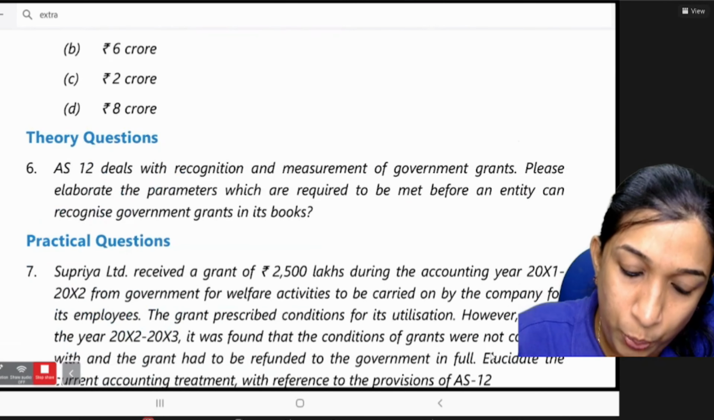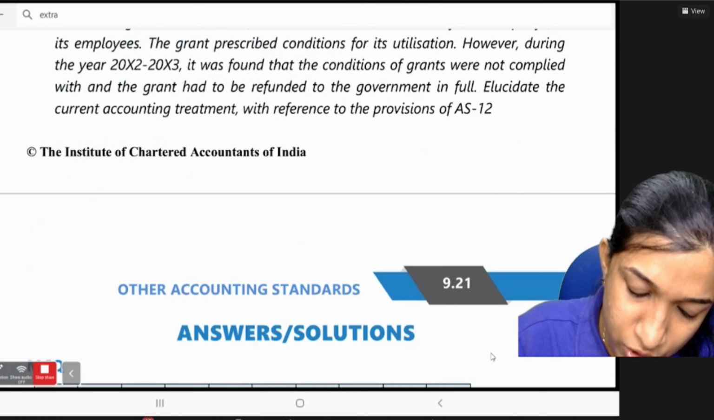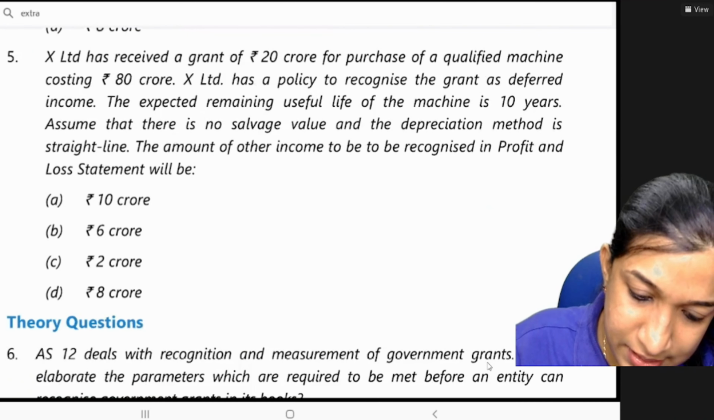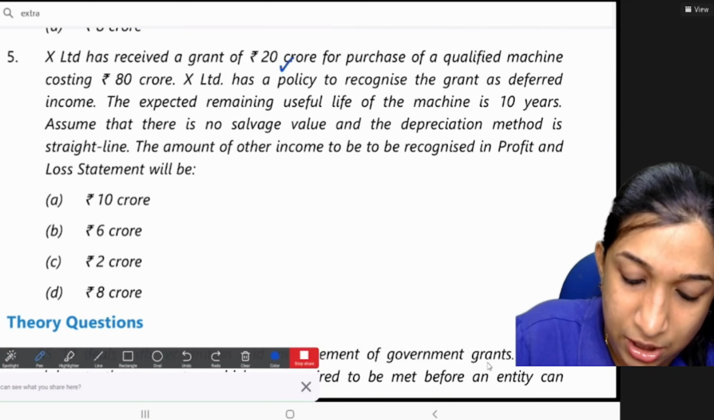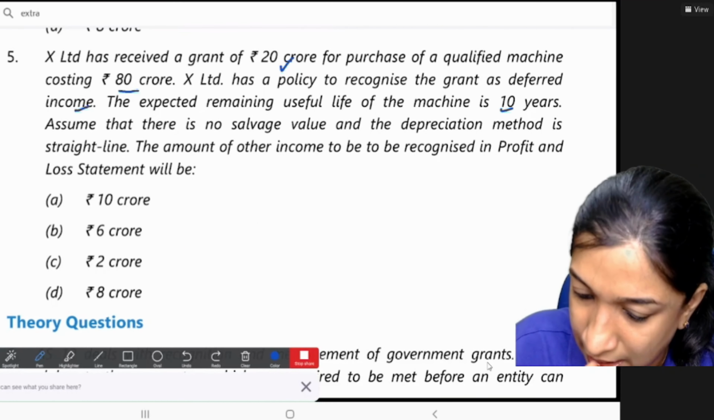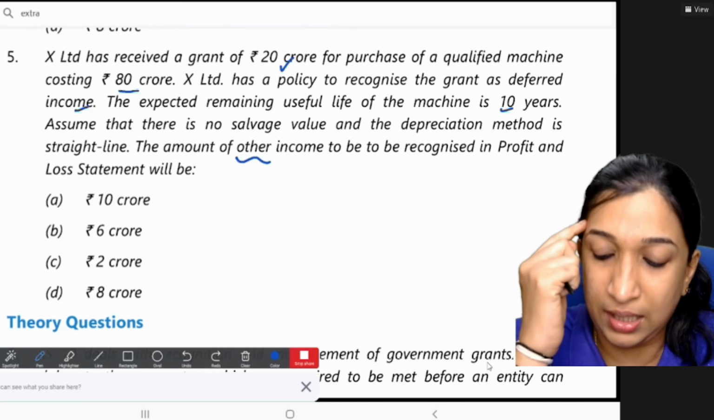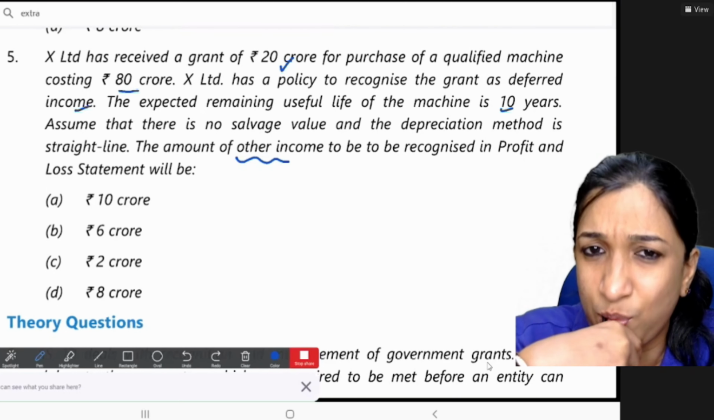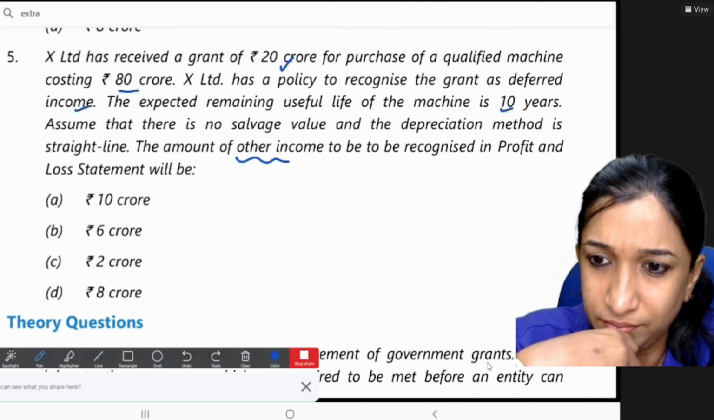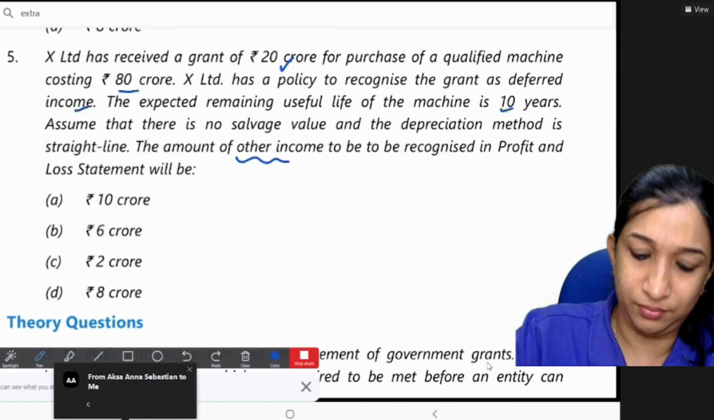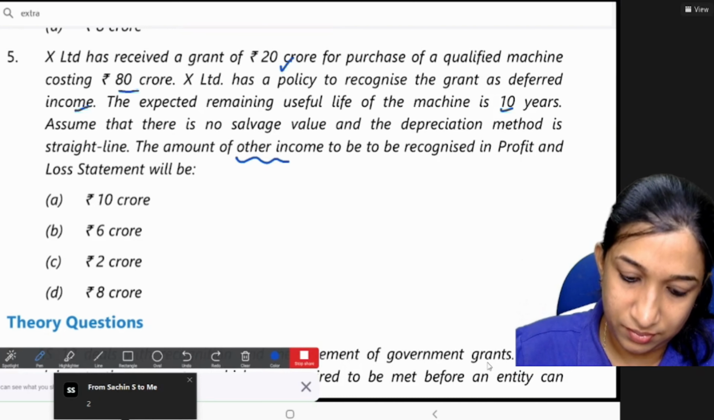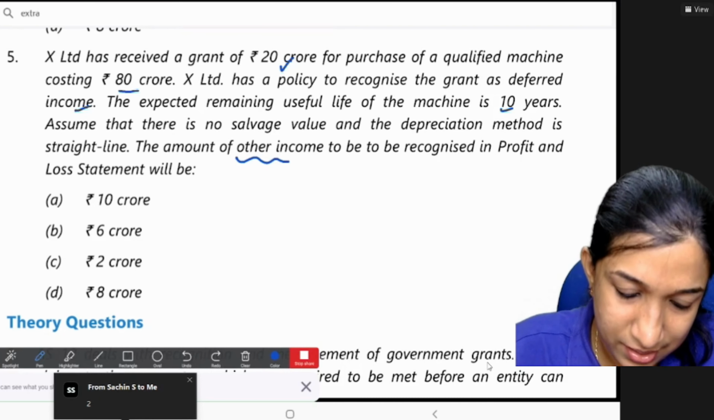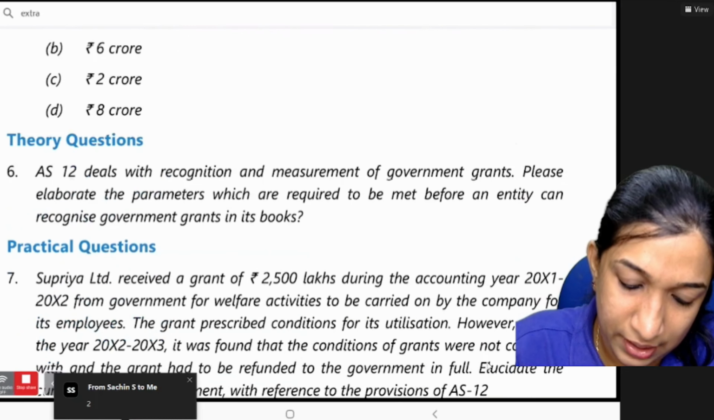Let's see. X Limited has received a grant of 20 crores for purchase of a qualified machine costing 80 crores. X Limited has a policy to recognize the grant as deferred income, useful life is 10 years. Then what is the amount of other income to be recognized in P&L? Again, an easy question. Correct, C. So theory questions I am not reading.